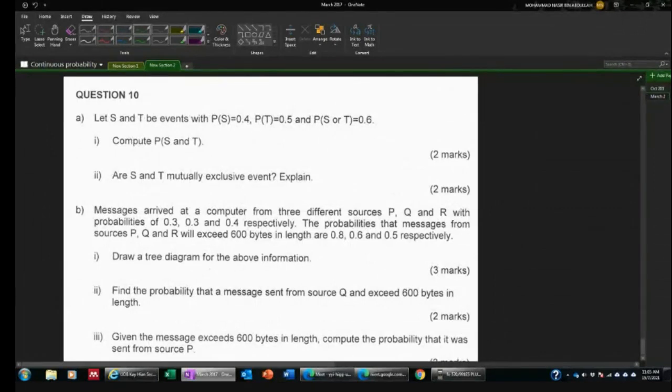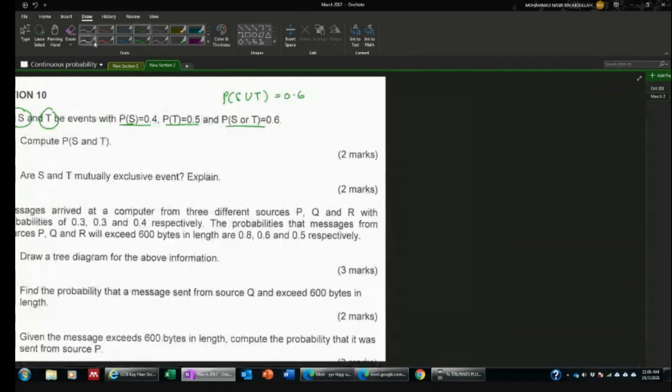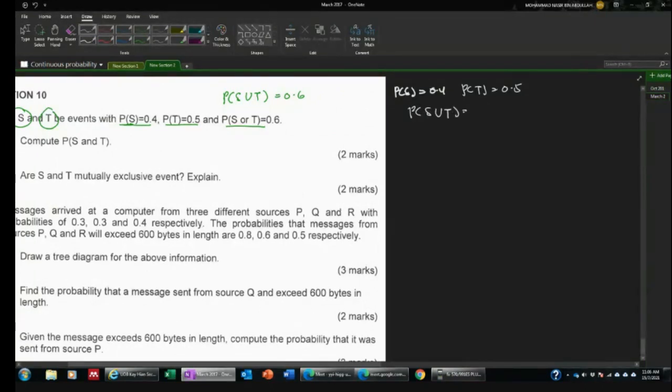Now let's look at question number 10. Question number 10, let S and T be event with probability of S equal to 0.4, probability of T 0.5, probability of S union T is equal to 0.6. So we need to find probability of S and T. So probability of S and T, so let's say kita tengok sebelah sini. So we know that probability of S equal to 0.4, probability of T is 0.5, probability of S union T 0.6. So we want to find probability of S intersect T.